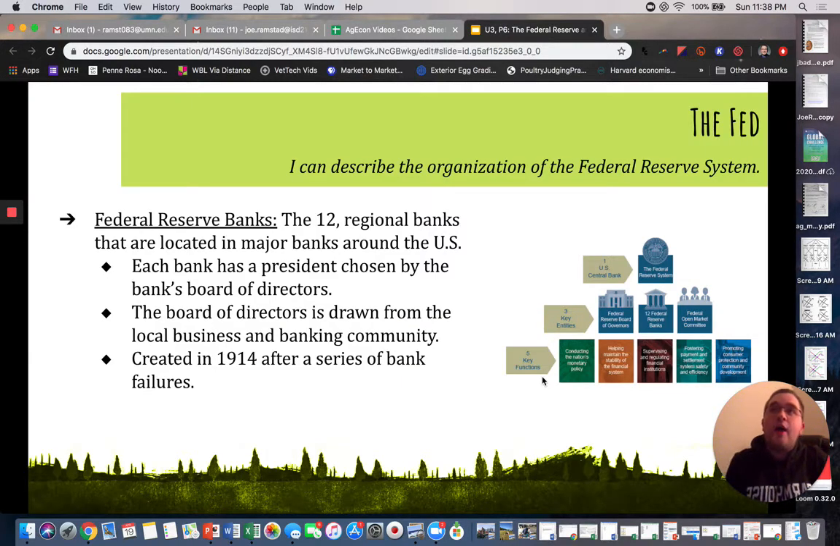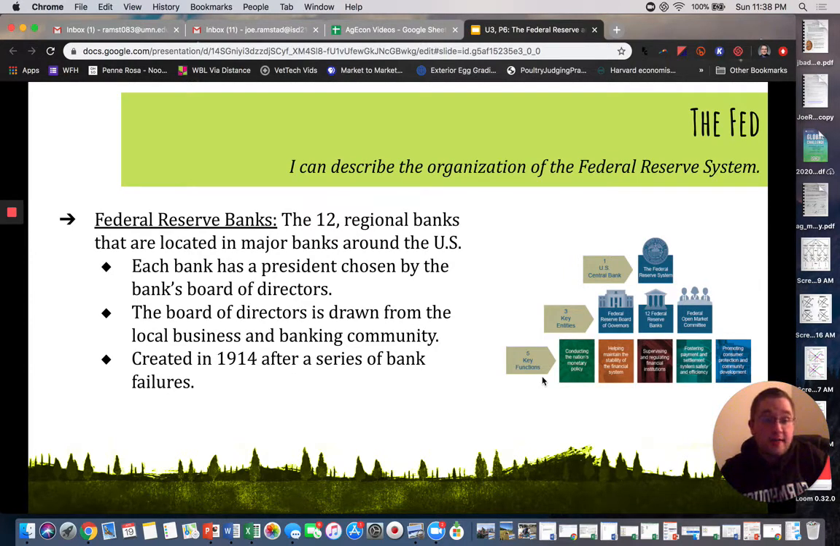All right, so now we get into the Fed, and I think the Fed is pretty darn fascinating in my opinion. The Fed is broken into a variety of different sections or wings that we're going to look at today. The Federal Reserve banks are the 12 regional banks that are located in major cities around the U.S.